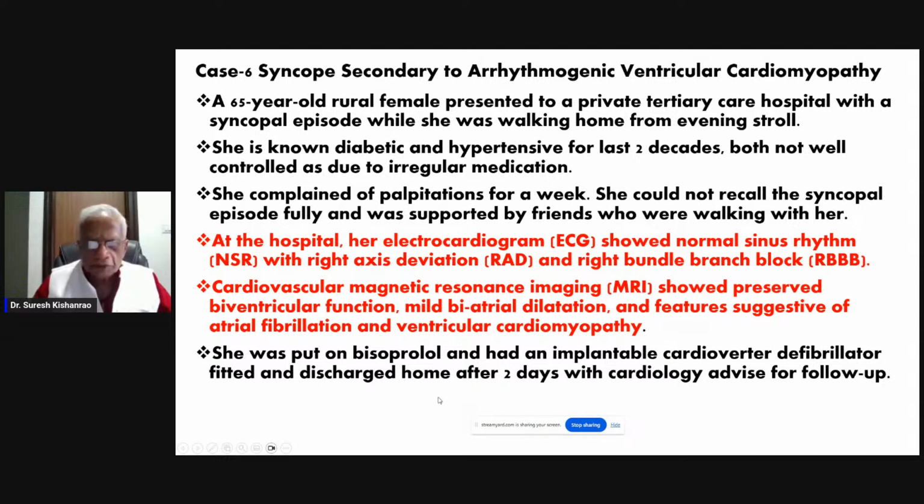She was put on bisoprolol and had an implantable cardioverter defibrillator, after which she is doing fine now.